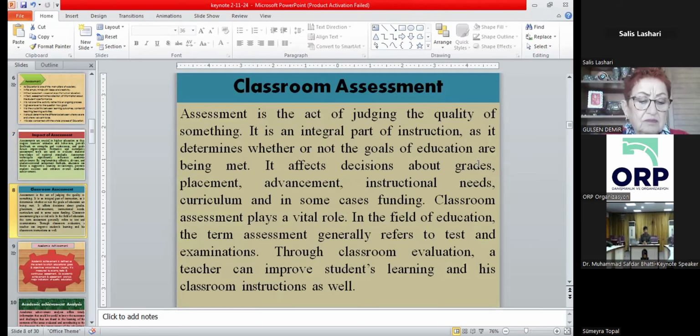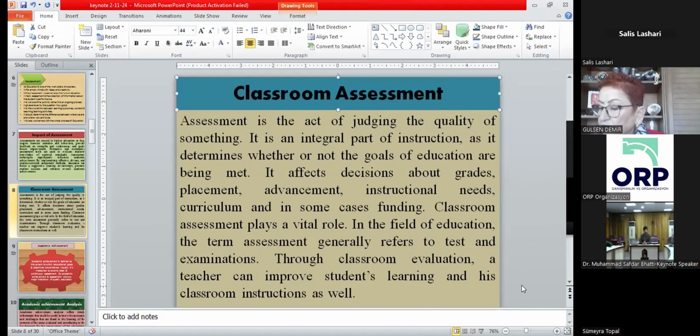Basically, assessment is the act of judging the quality of something. It is an integral part of instruction and determines whether or not the goals of education are being met. It affects decisions about grading, placement, advancement, instructional needs, and in some cases, funding. Classroom assessment plays a vital role in the field of education. The term assessment generally refers to tests and examinations. Through classroom evaluation, a teacher can improve students' learning and his classroom instruction as well.